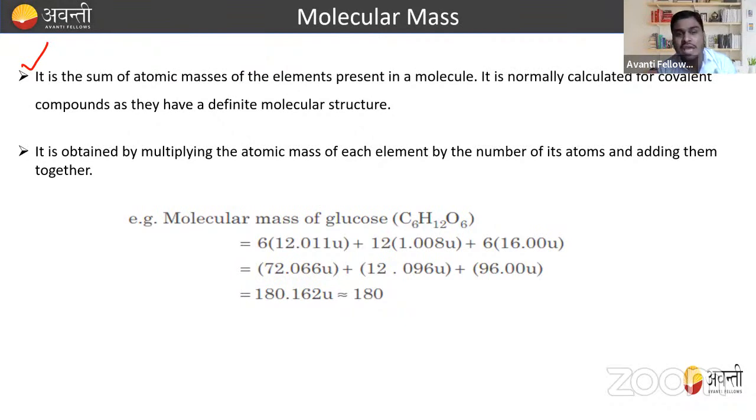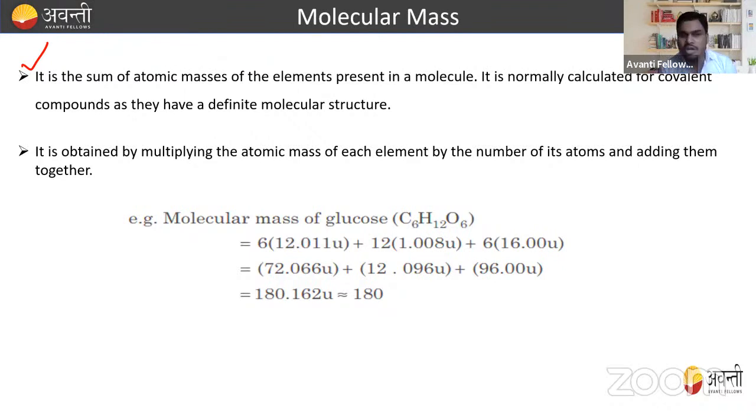It is the sum of the atomic masses of the elements present in the molecule, and it is normally calculated for covalent compounds. Whenever you talk about molecular mass, always remember that it is calculated only for covalent compounds. For ionic compounds, we have a different mass, like formula mass. We are going to discuss this as well.